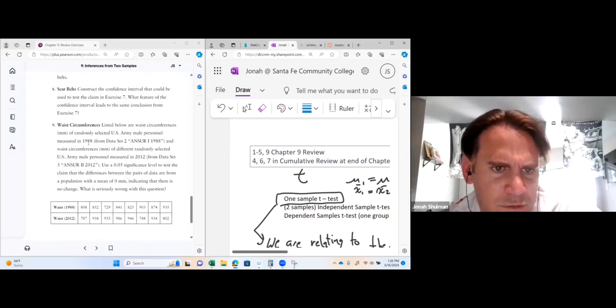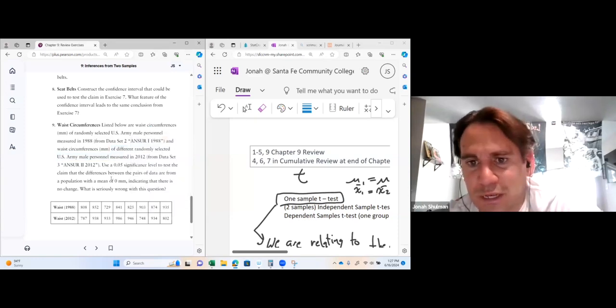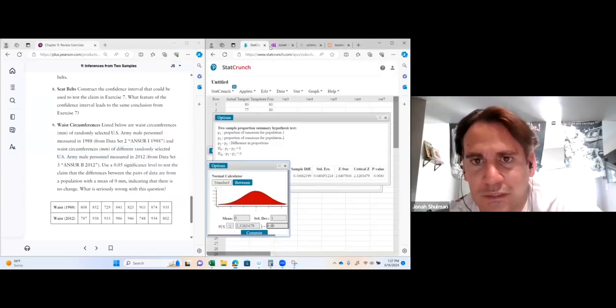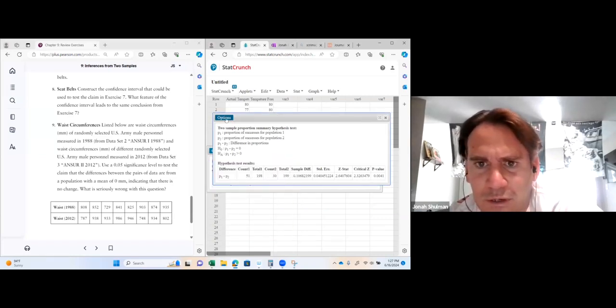Waist circumferences of randomly selected Army male personnel from 1988 and from 2012, differently randomly selected. Use a 0.05. Okay, sweet. So we at least get to do one that is not dependent, it's an independent samples t-test. So here we go.